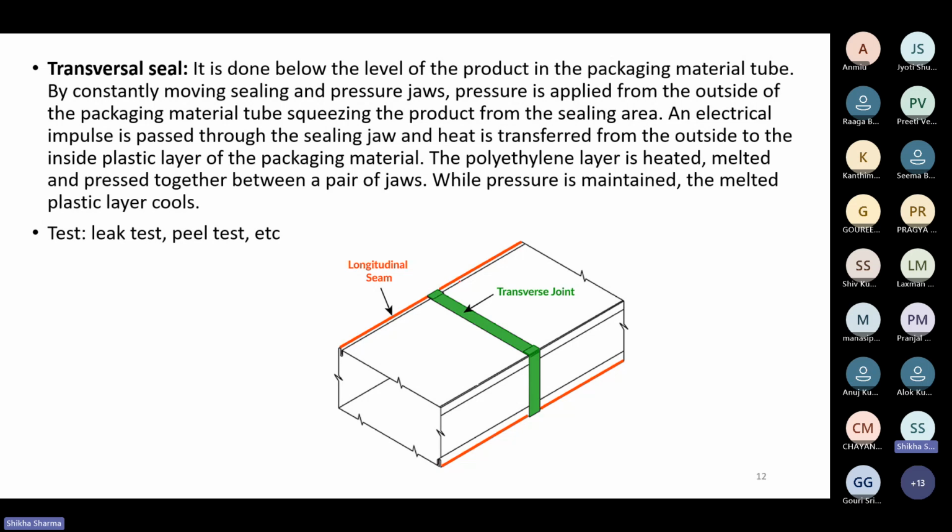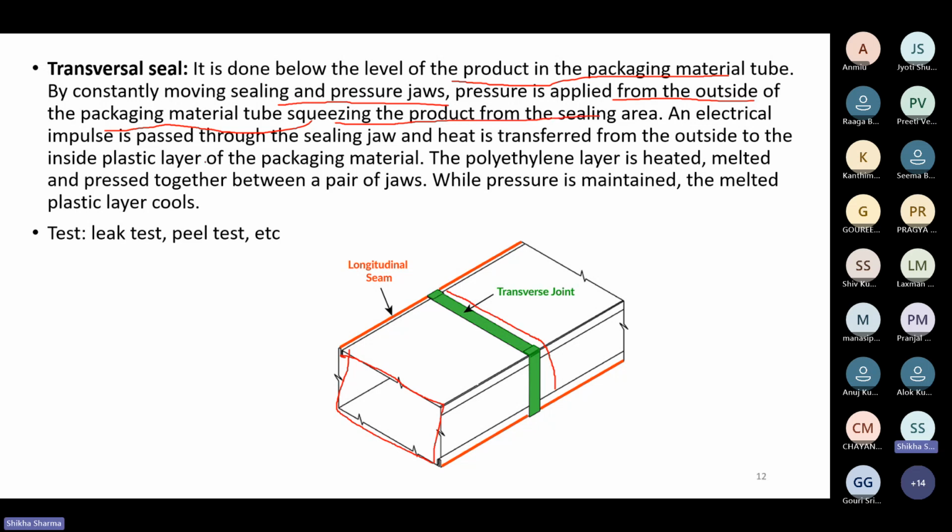Transverse seal is the transverse joints. So all these, like here, it is done below the level of the product in the packaging material tube by constantly moving sealing and pressure jaws. Pressure is applied from the outside of the packaging material tube, squeezing the product from the sealing area.